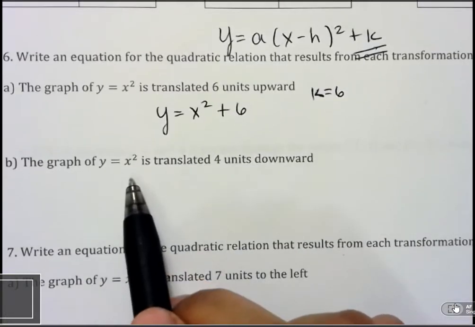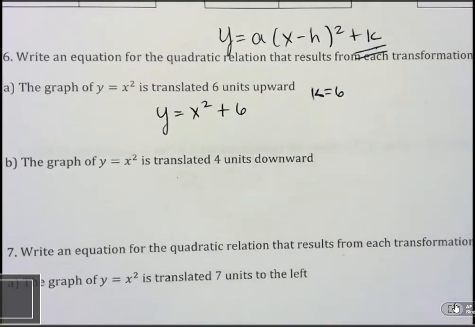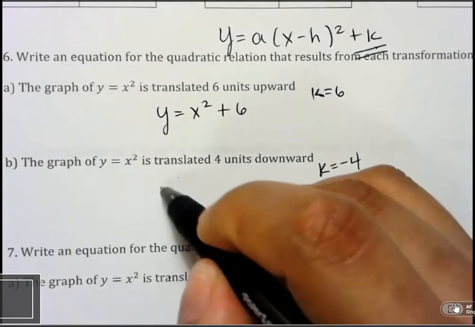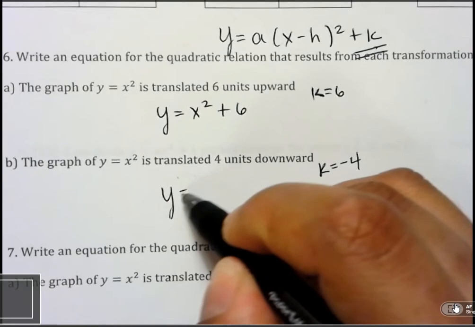The graph of y equals x squared is translated 4 units downward. Downward means k equals -4. So you take the function and you bring it down 4 units.